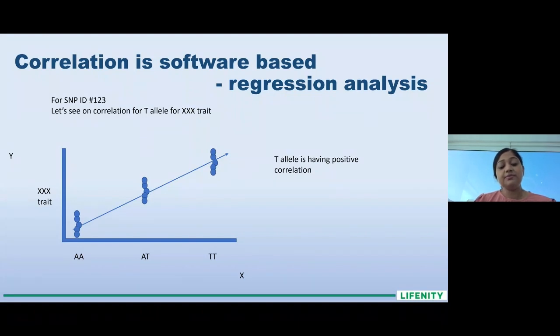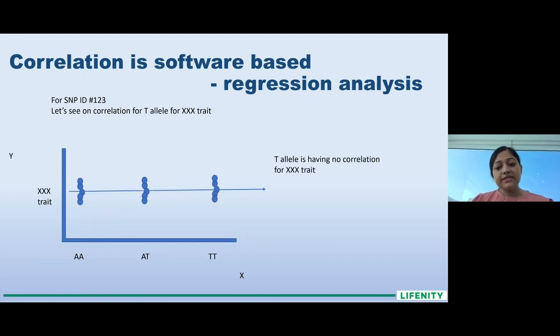If the line is in a slanting position, that means there is a positive correlation. Meaning in AA it is near the x-axis, in AT it is a little above, and in TT it is far more above. That means the dosage of T is actually giving the triple X trait, right? If there is no correlation, then the line passes horizontally. That's a simple way I wanted to convey how the analysis is done to understand the correlation of allele with the trait.